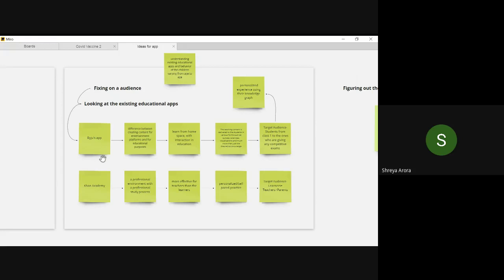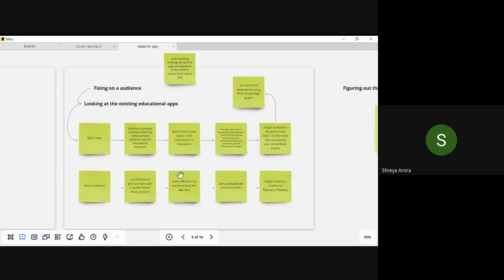So one has more interaction and a different way of storytelling in education and different ways of interaction for different subjects, whereas the other one is more professional and has a classic way of teaching, whose target audience is a little older students and teachers and parents and so on.